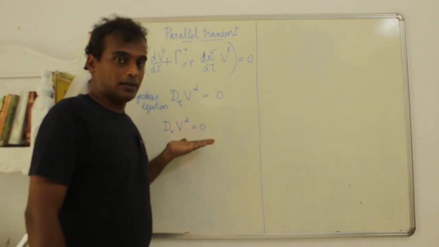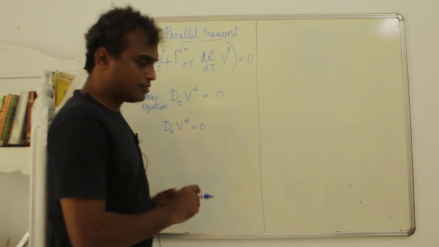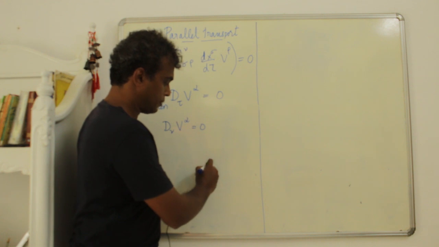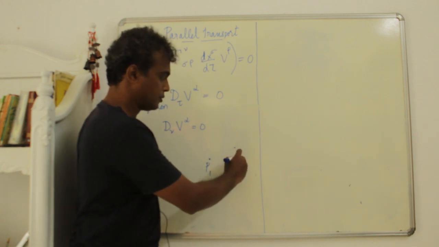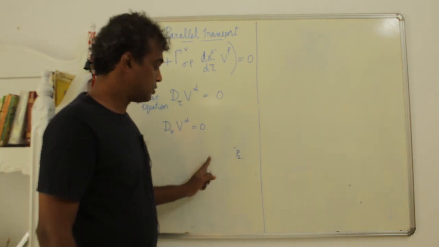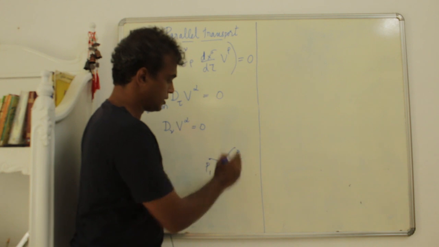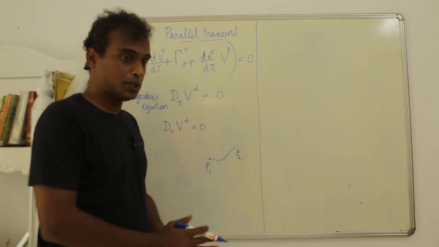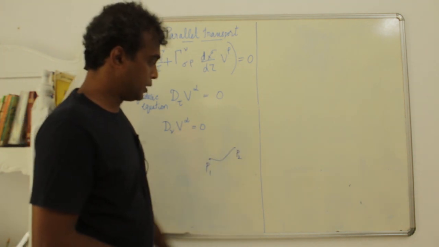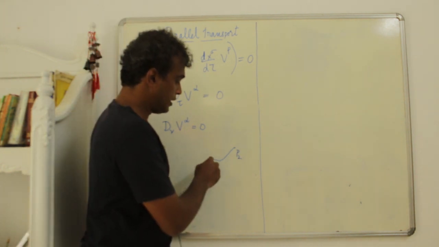Having seen the condition for parallel transport, now let us look at the following. Let us see if this process of parallel transport of a vector from one point P1 to another point P2 depends on the curve, the path that I have chosen to transport. For instance, if I am transporting the vector parallel to itself from point P1 to point P2 along this curve, will I get a vector at P2 which is the same as the one that I will get if I do the parallel transport along any other curve, let us say this one?